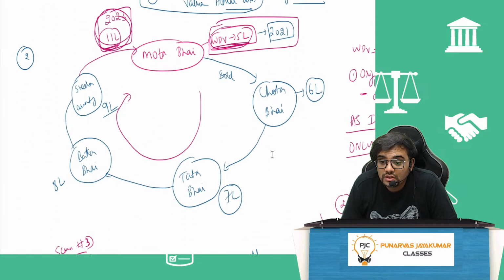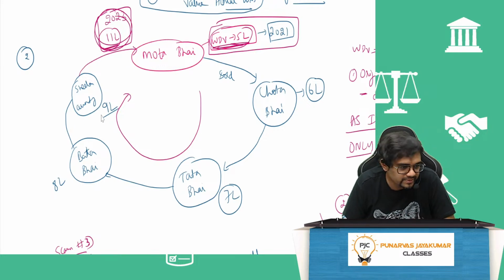Done. Second case, Mota Bhai had an asset for 5 lakh rupees. He sold it to Chota Bhai for 6 lakh rupees. Chota Bhai sold it to Tata Bhai for 7 lakh. Tata to Bata for 8 lakh. And Bata sold it to Sheila Aunty. How much? 9 lakh. Right? And then Sheila Aunty sold it back to Mota Bhai. At what? 11 lakh rupees.